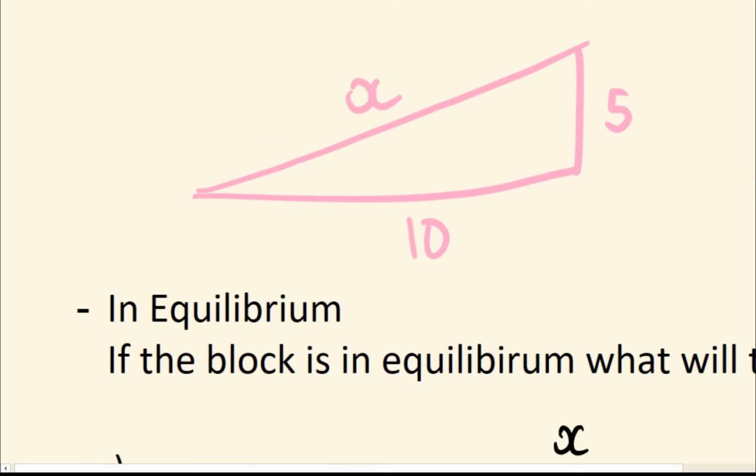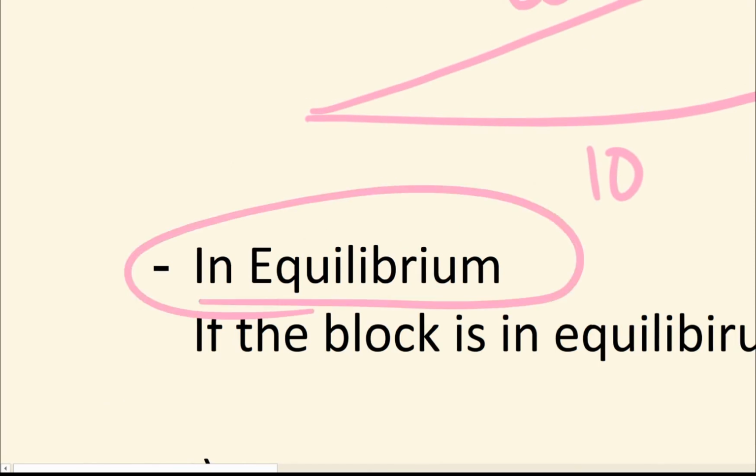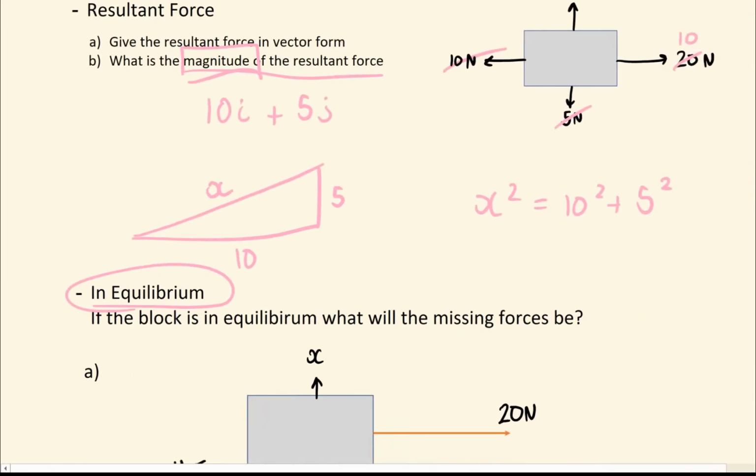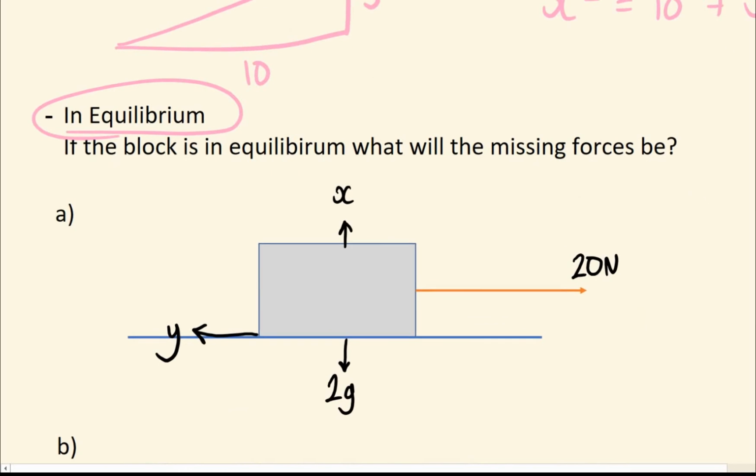Next key term, we have in equilibrium. If something is in equilibrium, that means there is no net force. There's no forces overall acting on it, so therefore it is not accelerating. So here we have a block in equilibrium. We're going to work out the missing forces.